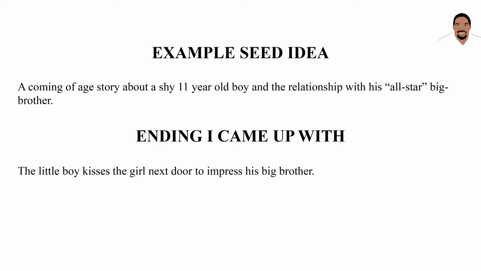We have an interesting idea, an idea that we're interested in and that we think would be interesting. We have a compelling story. The story can be compelling just based on a relationship between a shy 11-year-old boy and his all-star big brother. And then we have an ending. The little boy kisses the girl next door to impress his big brother. Now we have to fill in some gaps to bring everything together. But that ending is a compass towards which I can start to build the idea out.